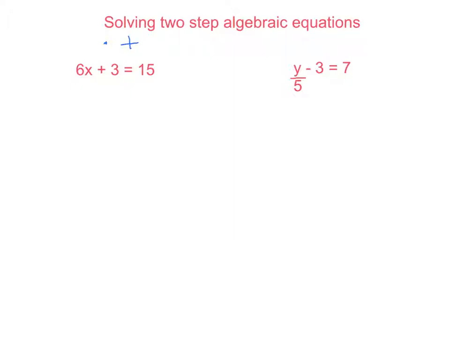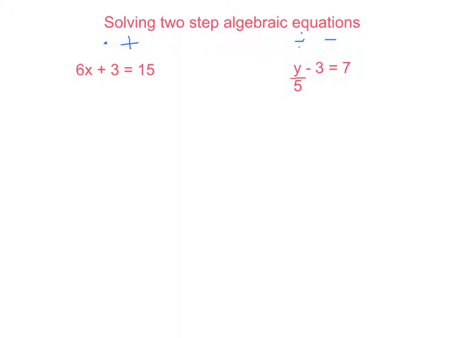In the second equation that I have here, y divided by 5 subtract 3 is equal to 7. The two different operations that I have are divide and subtract. In both of these, once again, I want to get the x all by itself on one side of the equation. And if you have a combination of multiplication and addition, you always will get rid of the addition first.